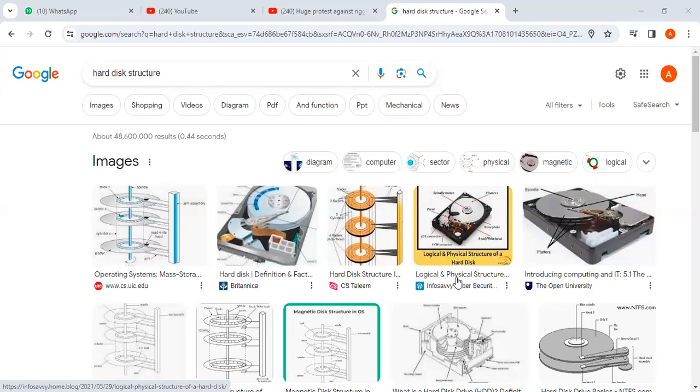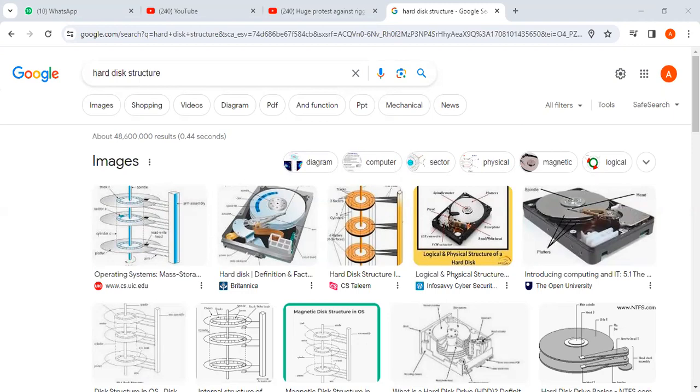Now see this one. Can you see? Yes, sir. This is a hard disk. This is the internal structure of a hard disk. So basically, a hard disk has a number of platters. We also call them platters.